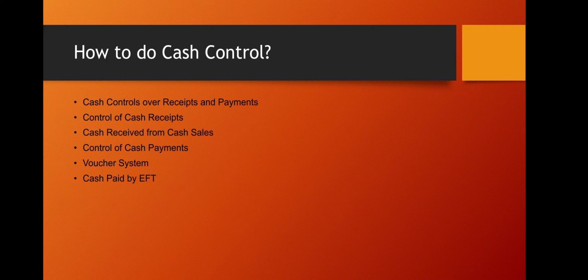How to do cash control? There are 6 steps here, or 6 methods that can be used to do cash control. The first is cash control over receipts and payments. Second is control of cash receipts. Third is cash received from cash sales. Fourth is control of cash payment. Fifth is voucher system. Sixth is cash paid by EFT.